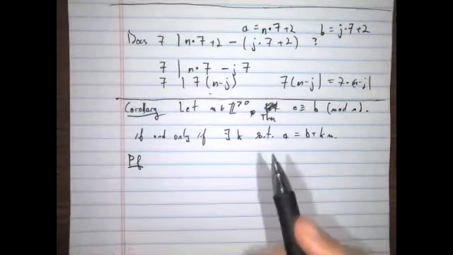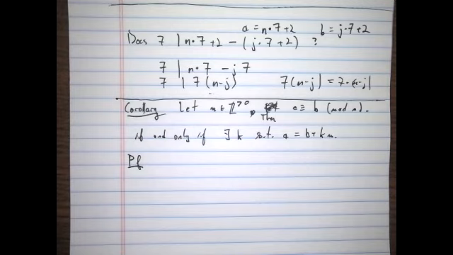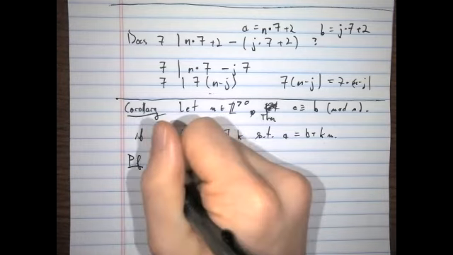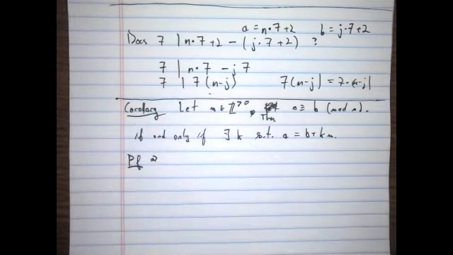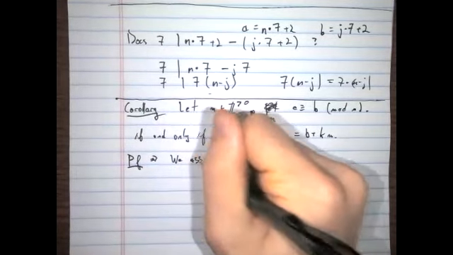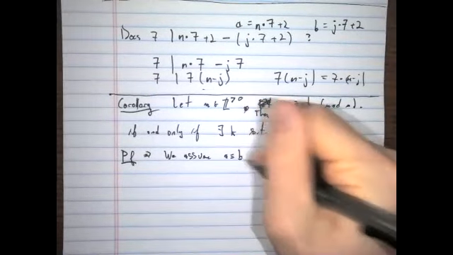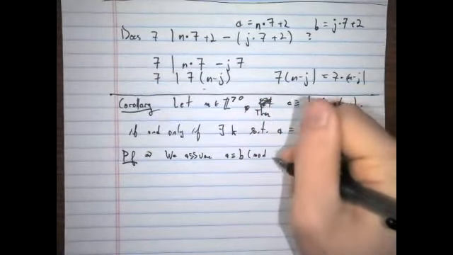Okay, so this is an if and only if statement. So that means I need to do what? Prove both ways, exactly. I'm going to prove both directions. So let's start by proving the implication direction. So we assume that A is congruent to B modulo M.